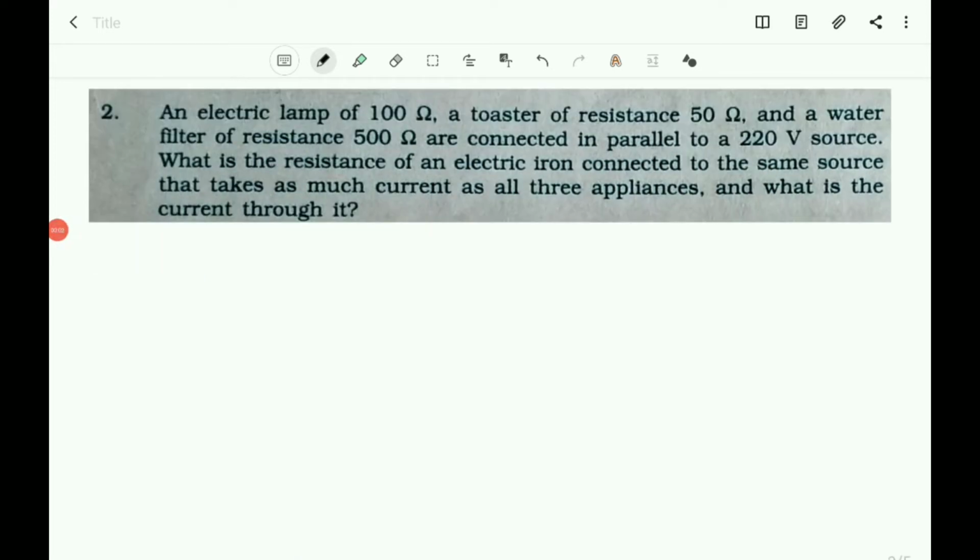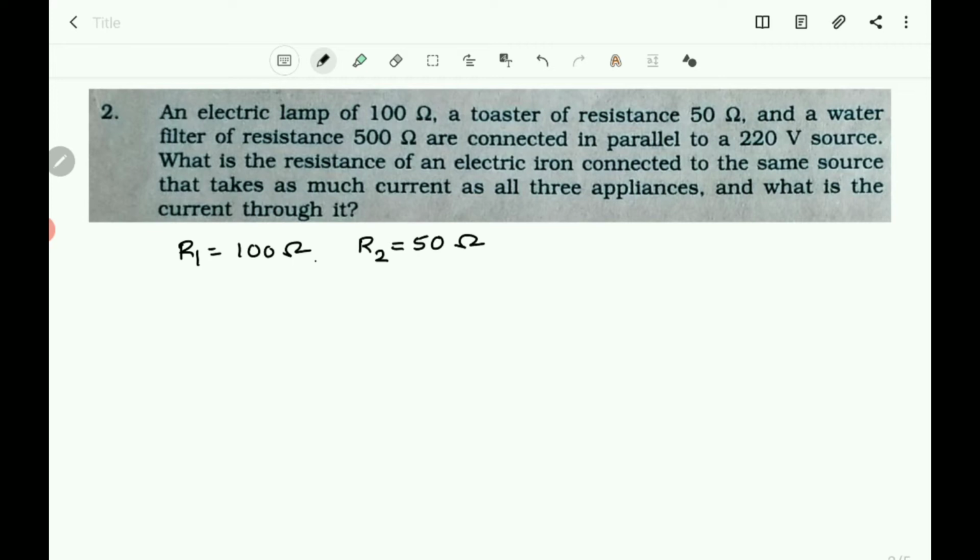Here there are three electric appliances. First one is an electric lamp of 100 ohm. So let us have R1 is equals to 100 ohm here. And second, a toaster of resistance 50 ohm. So the second device is a toaster of resistance 50 ohm. So its resistance is R2, that is 50 ohm here.